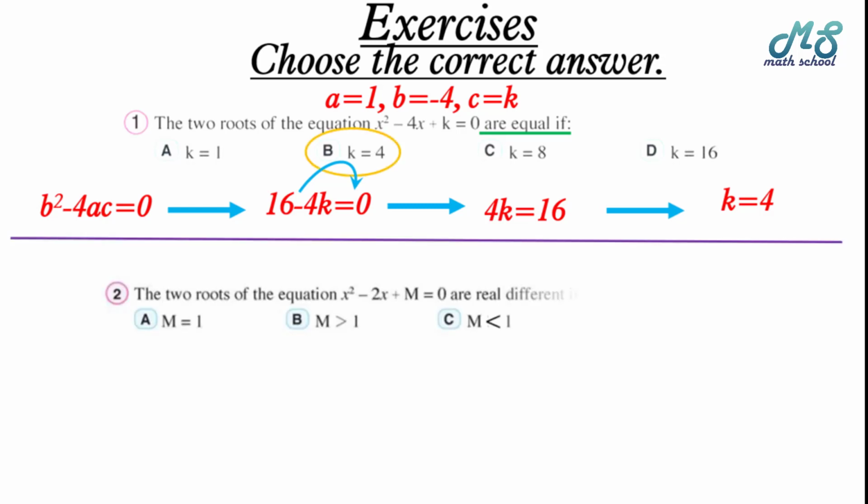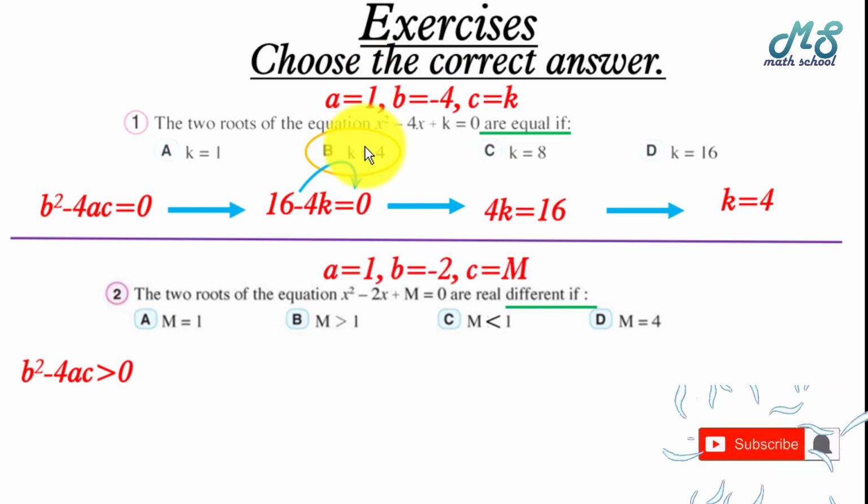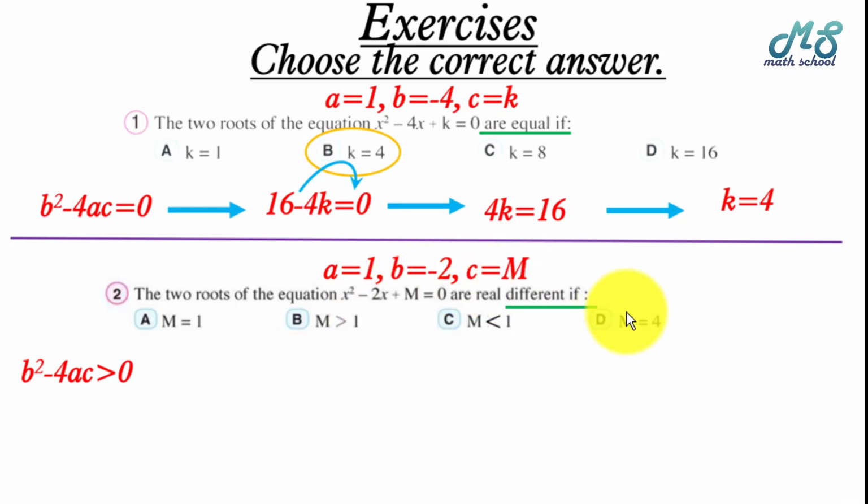Number 2 guys, the two roots of the equation x squared minus 2x plus m equals 0 are real and different. So we can deduce that the discriminant is greater than 0. But guys, find first the coefficients. a equals what? Yes, 1, the coefficient of x squared. b equals what? Negative 2. And c equals the variable m. Now guys, b squared minus 4ac is greater than 0. Now substitute, we can get easily that 4 minus 4m is greater than 0.